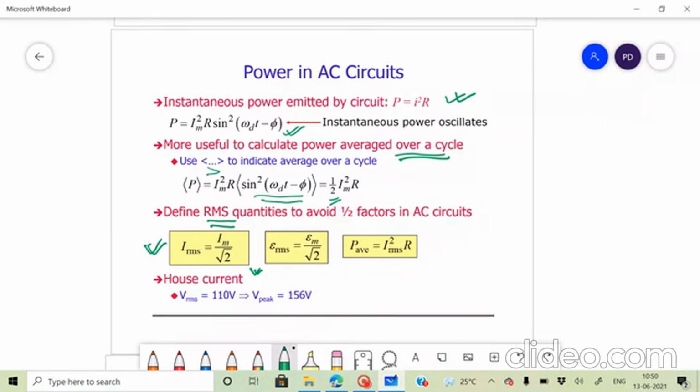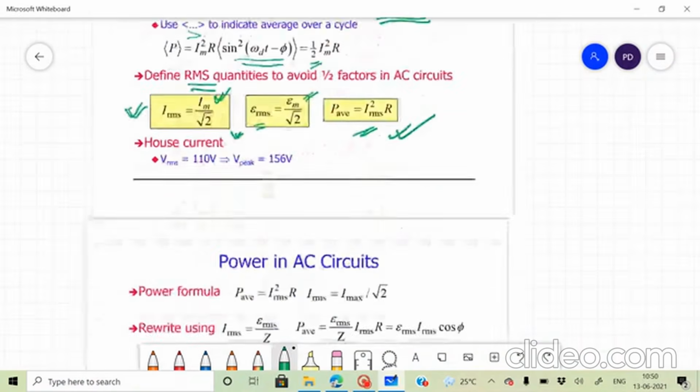The root mean square current, IRMS, is equal to the maximum current over root 2. ERMS is equal to the maximum voltage, or the amplitude of the voltage signal, EM, over root 2. And this is the expression for power, the average power in the LCR circuit. Okay, so this expression is very, very important. We'll come back to it in a minute's time.